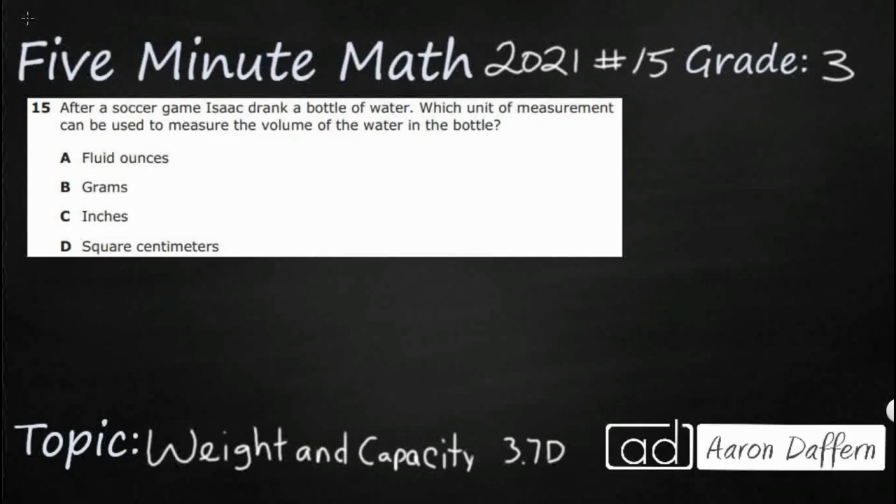Today we are looking at the third grade concept of weight and capacity. This is standard 3.7D in the great state of Texas, and we are using item number 15 off the 2021 released STAAR test. If you have not done so already, please go ahead and take a moment to pause the video, work this problem out on your own, unpause it, and then we will look at our answers together.